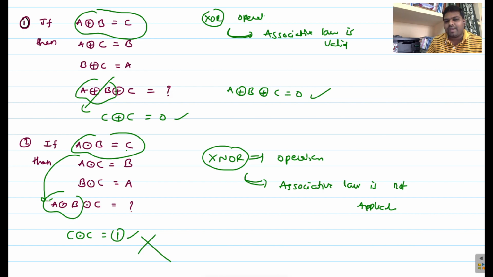You can perform the operation on these three variables at a time. At a time you can perform the XNOR operation among these three variables. Then only we will get the outcome. Don't do it like this, where you substitute for A XNOR B here.